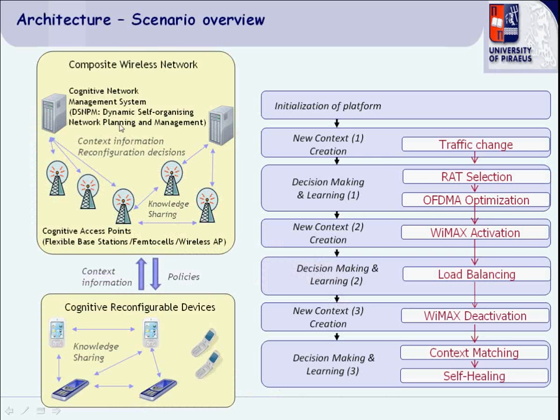In the area of the future Internet, our focus will be primarily on the radio access segment, so there will be cognitive devices, cognitive access points, which can be flexible base stations, femtocells and wireless access points. Flexible base stations may run different radio access technologies, and also there will be a cognitive network management system which is capable of managing the region. The scenario evolves as shown on this part of the slide, so as it can be seen, it involves various phases.